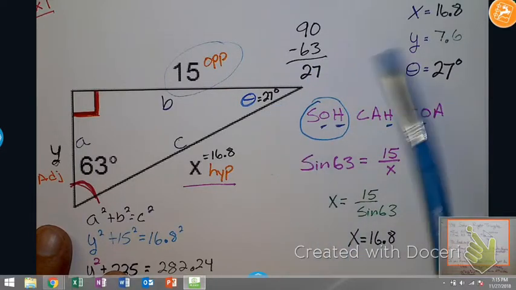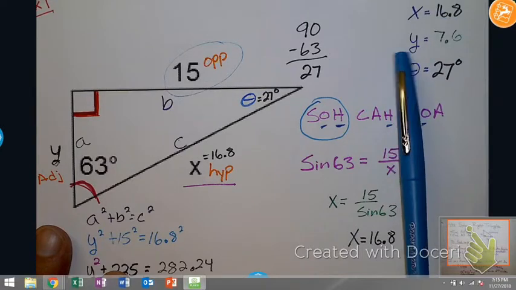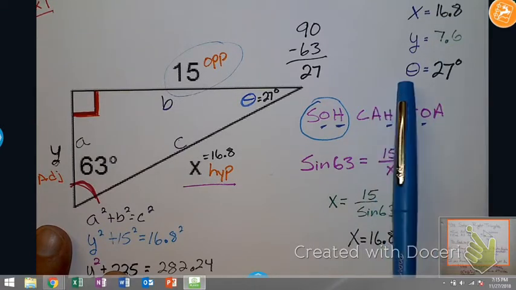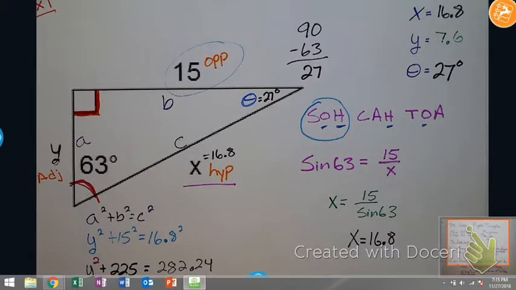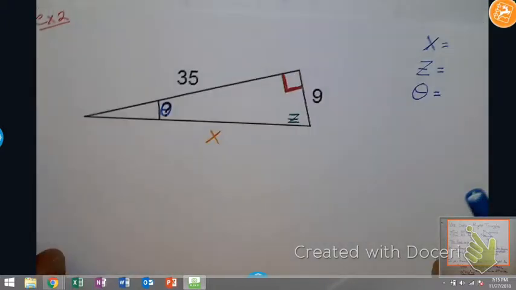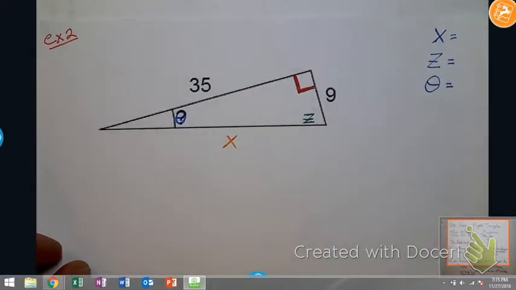Now that we've solved for x, one missing side, y, the second missing side, and theta, the missing angle, we have solved this right triangle. Now that we've solved this example, we can move on to example 2. Example 2 looks just like this here.